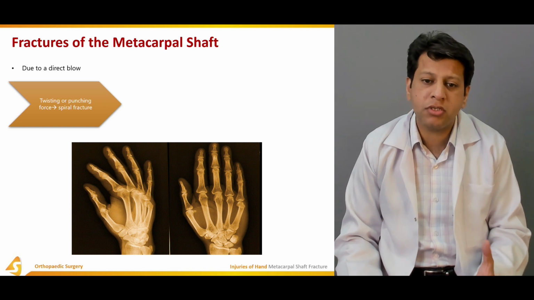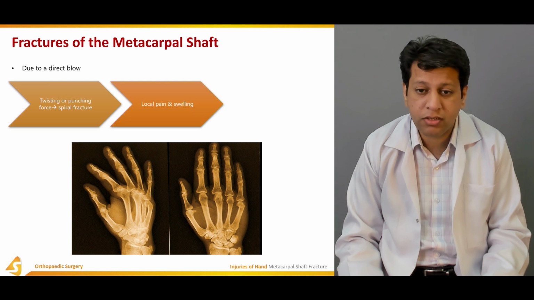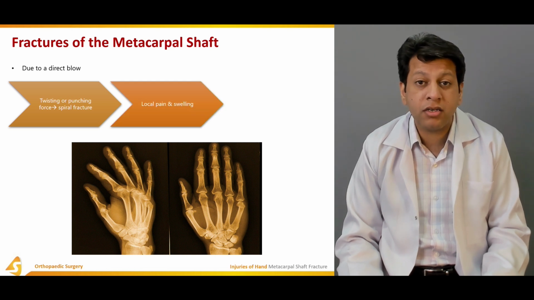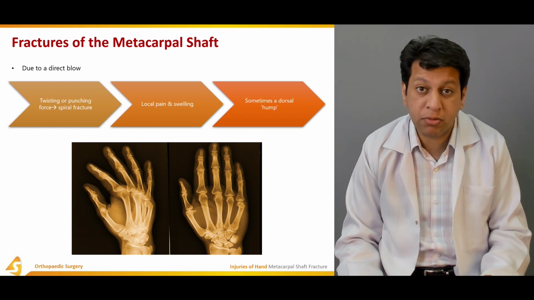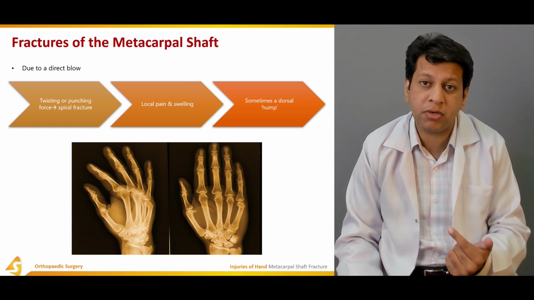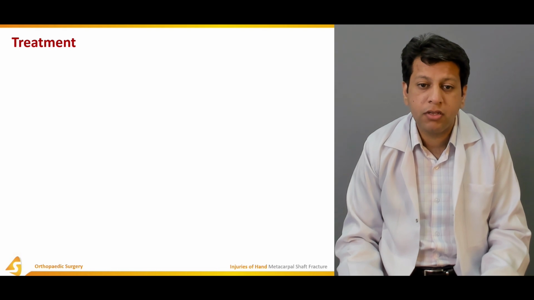a twisting and punching force, which can result in a spiral fracture or a boxer's fracture, which may be characterized by local pain and swelling, and sometimes a dorsal hump may be present as well because the fractured segment is displaced upward.